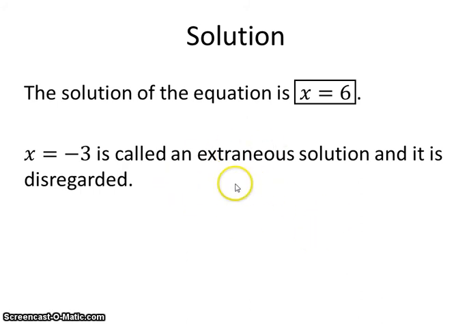So always check both of your possible solutions. It's possible that both are solutions. It's possible that one is and one is not, and it's possible that both are extraneous and that the original equation has no solutions. So just because you get one that works doesn't mean that your second one is going to be extraneous. You always have to check both.